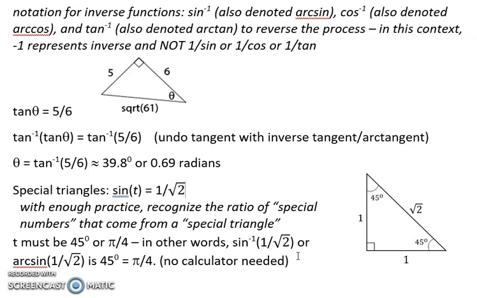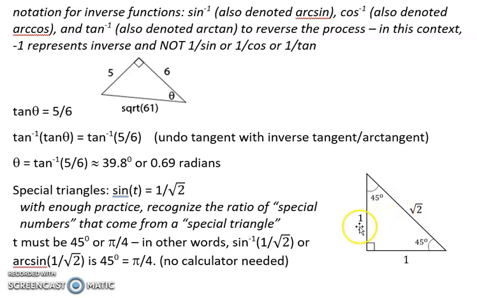For those continuing on to trig, you'll get a lot of practice recognizing special angles and the special ratios that go with them. Someone brand new to this would need a calculator to solve for t in sine of t equals 1 over square root 2. But someone with enough practice would recognize that the ratio 1 over square root 2, opposite over hypotenuse, comes from the 45-45-90 triangle. In this case, we don't need a calculator because we can see from the triangle that the angle must be 45 degrees, which is pi over 4 radians.